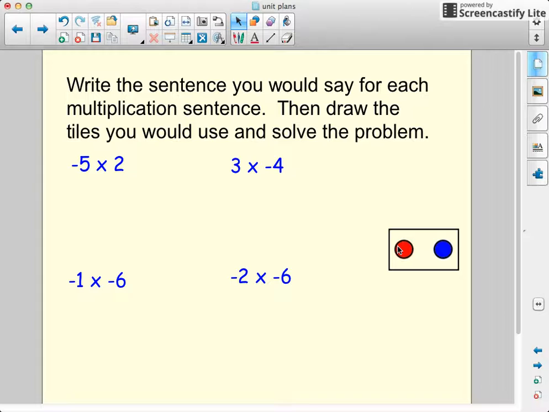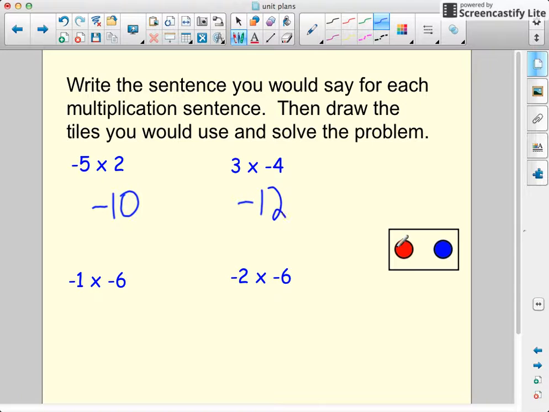So here are the solutions. Make sure that you have modeled these correctly. So this would be -10, this would be -12, this would be +6, and this would be +12. So this first one, you should have written 2 groups of -5 in each. This one, 3 groups of -4. This one, you're removing 1 group of -6, so that you'd be left with +6. And this one, you're removing 2 groups of -6, which would leave you a +12.